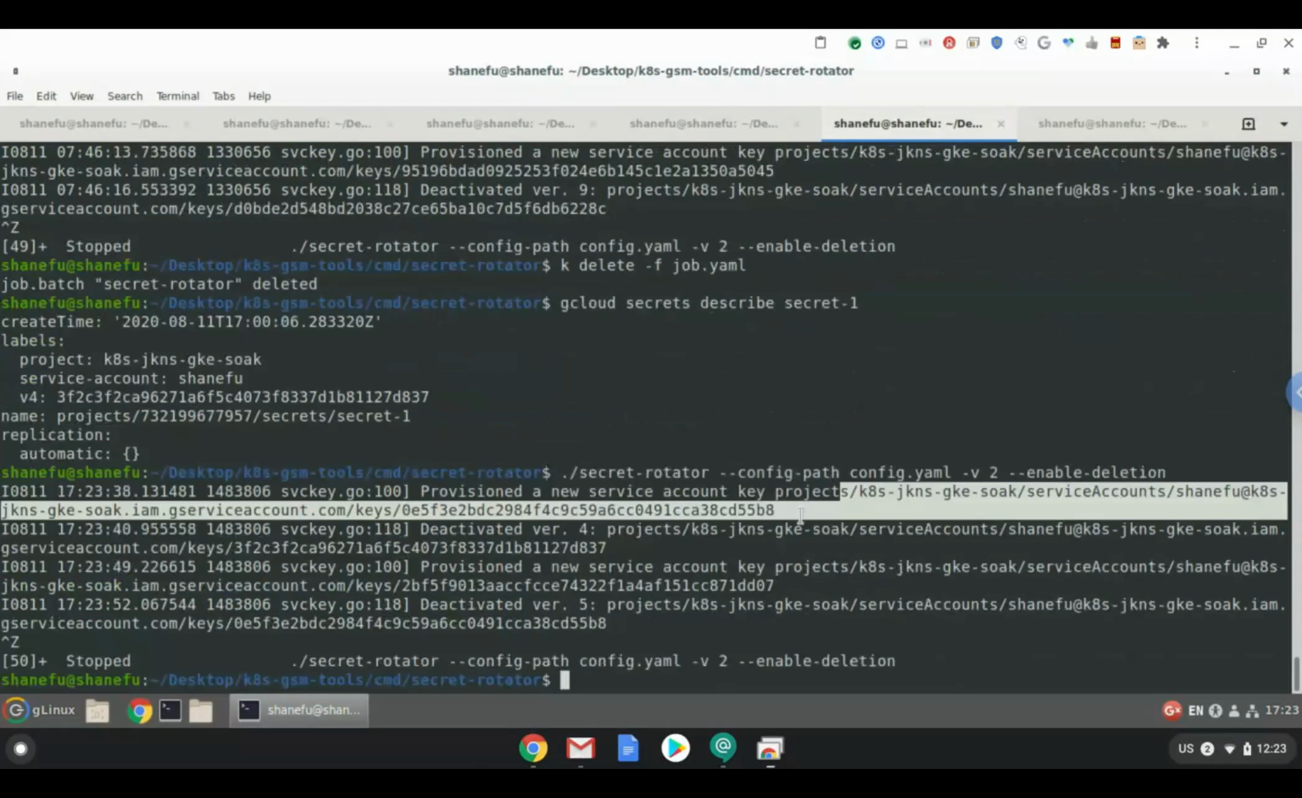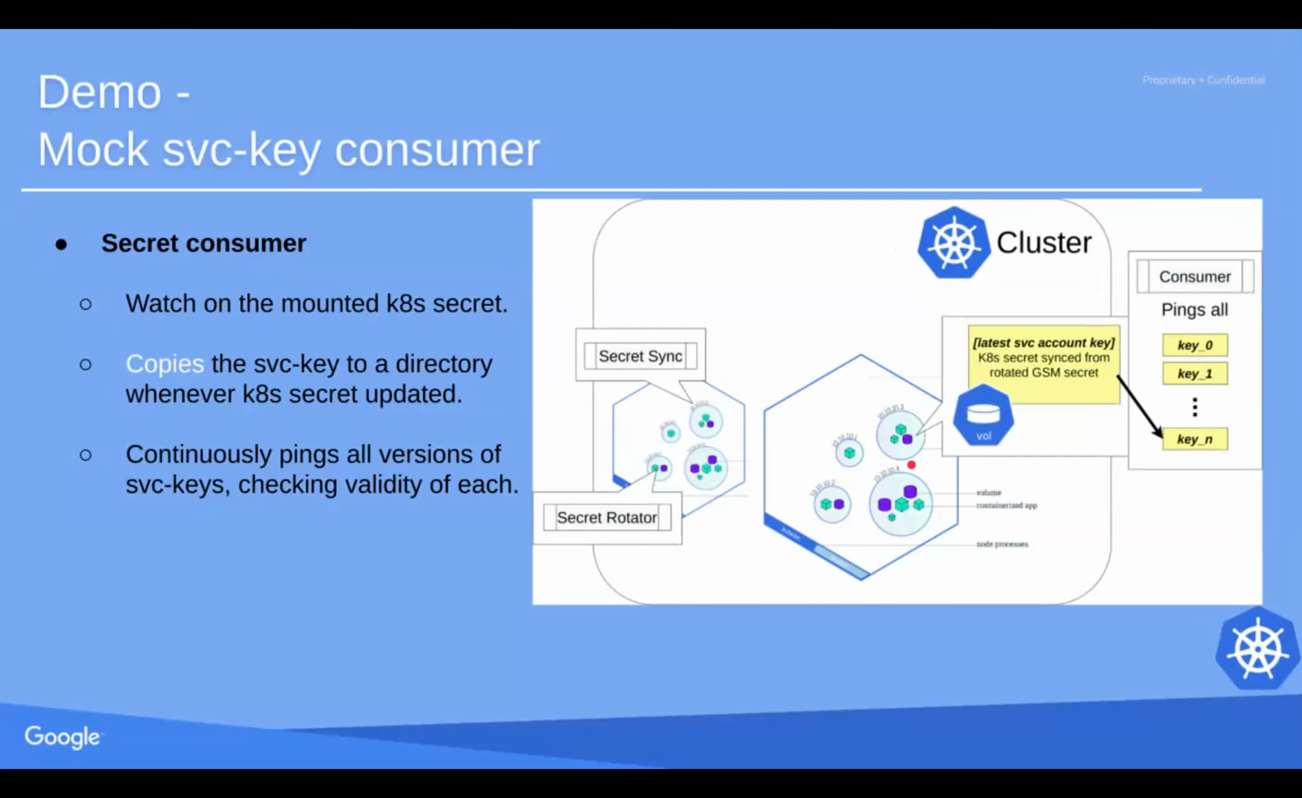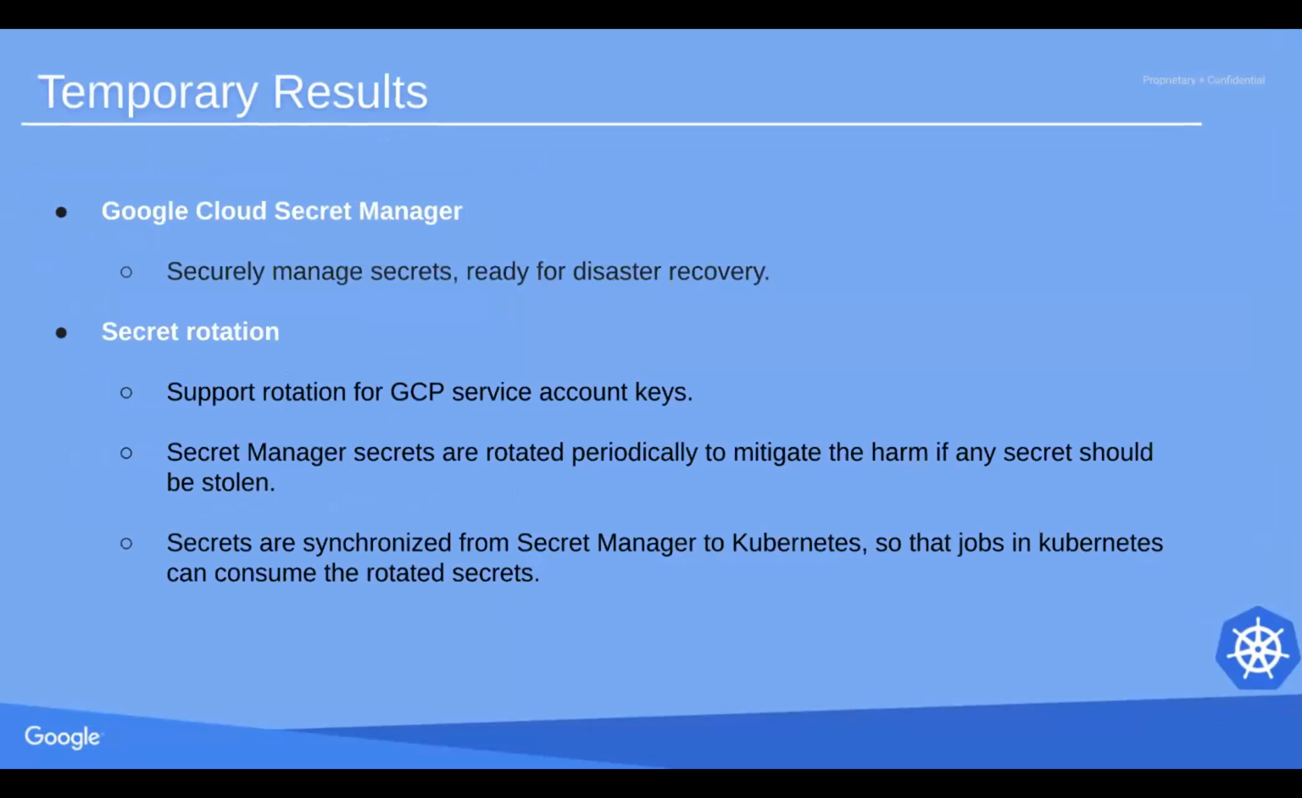Okay, so this is all for the demo. Until now we have Google Cloud Secret Manager to securely manage the secrets that will be used in Kubernetes, and we are now supporting rotation for GCP service account keys. With secret rotation, we can mitigate the harm in the case that any secret is stolen at any time point. And also by synchronizing from Secret Manager to Kubernetes, the pods in Kubernetes can consume these rotated secrets and hopefully get the latest version and also the currently active versions of this secret.